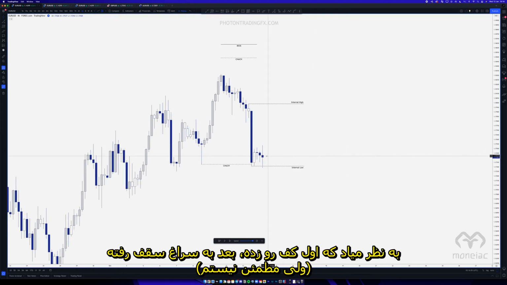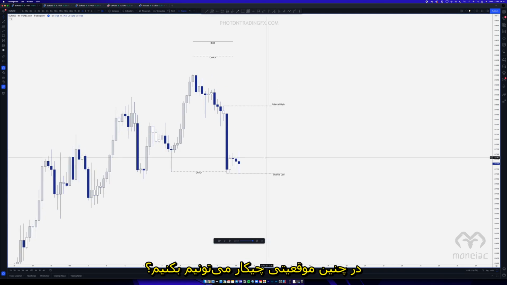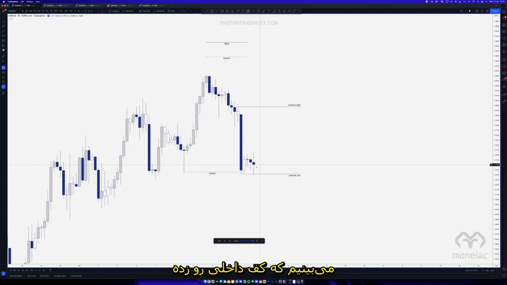Okay, boom. It kind of looks like it took the low and then the high, but I don't know for certain, right? So I'm just going to assume I don't know. So what can we do in this situation? Well, what's happened? Well, it's taken the internal low, right?